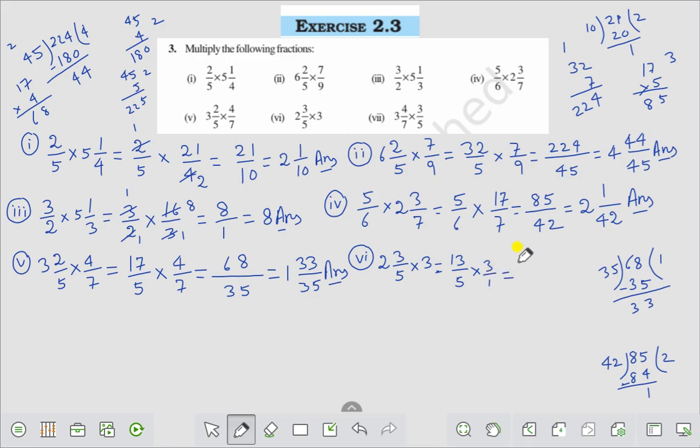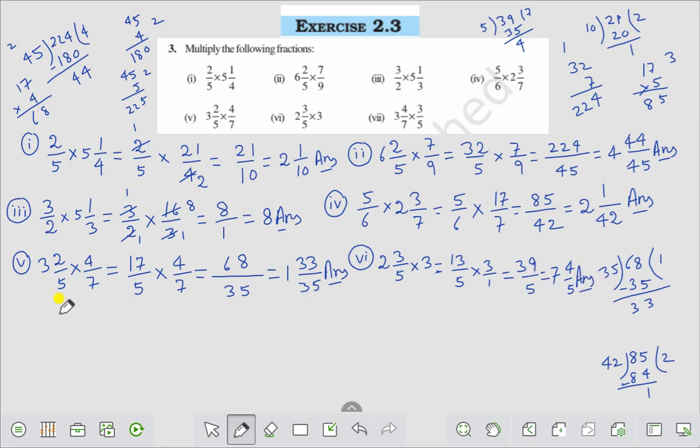13 3s are 39 by 5. Now if we divide 39 by 5, 5 7s are 35, and 39 minus 35, that is 4. Right? Therefore, we are getting 7 whole 4 by 5. This is the answer.